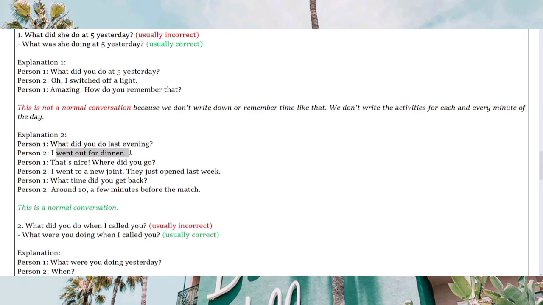So, I went out for dinner last evening. Good, that's nice. Where did you go? I went to a new restaurant that just opened last week. What time did you get back? Around 10, a few minutes before the match. So, how do you remember that? Because it was just a few minutes before the match. So, around 10 o'clock. I got back around 10 o'clock.